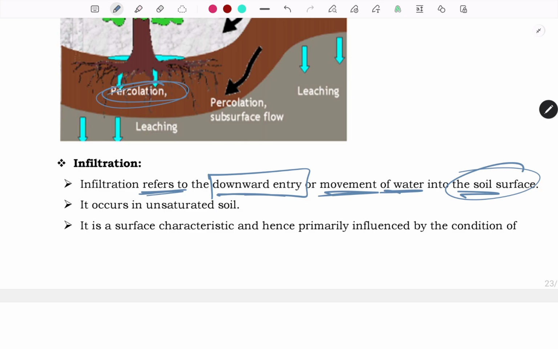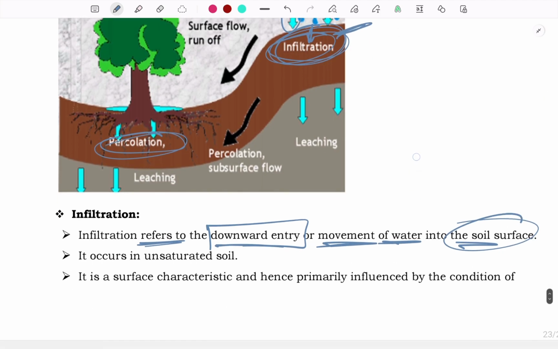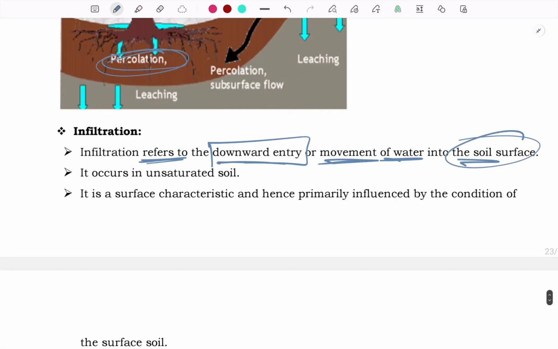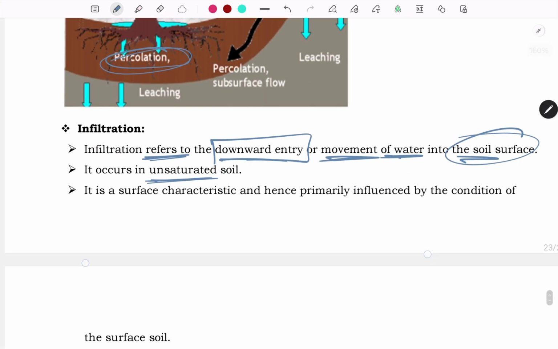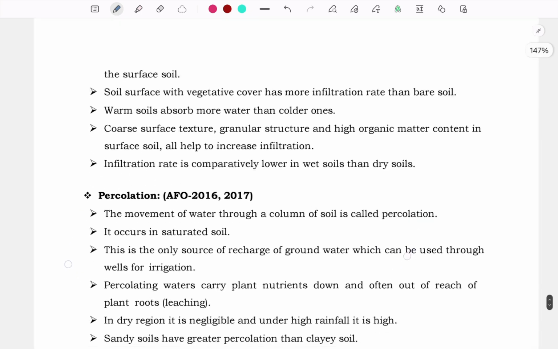And it occurs in unsaturated soil because this soil is unsaturated. Once the rain falls, water gets into the soil, unsaturated soil. It occurs in unsaturated soil. That's what infiltration means. You go through once here.